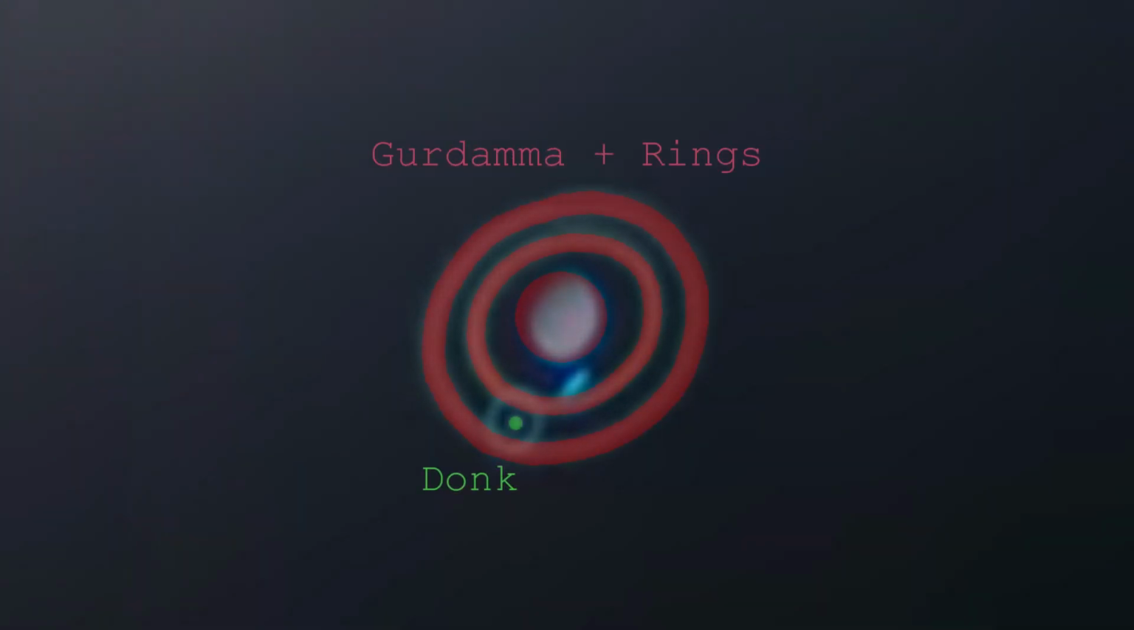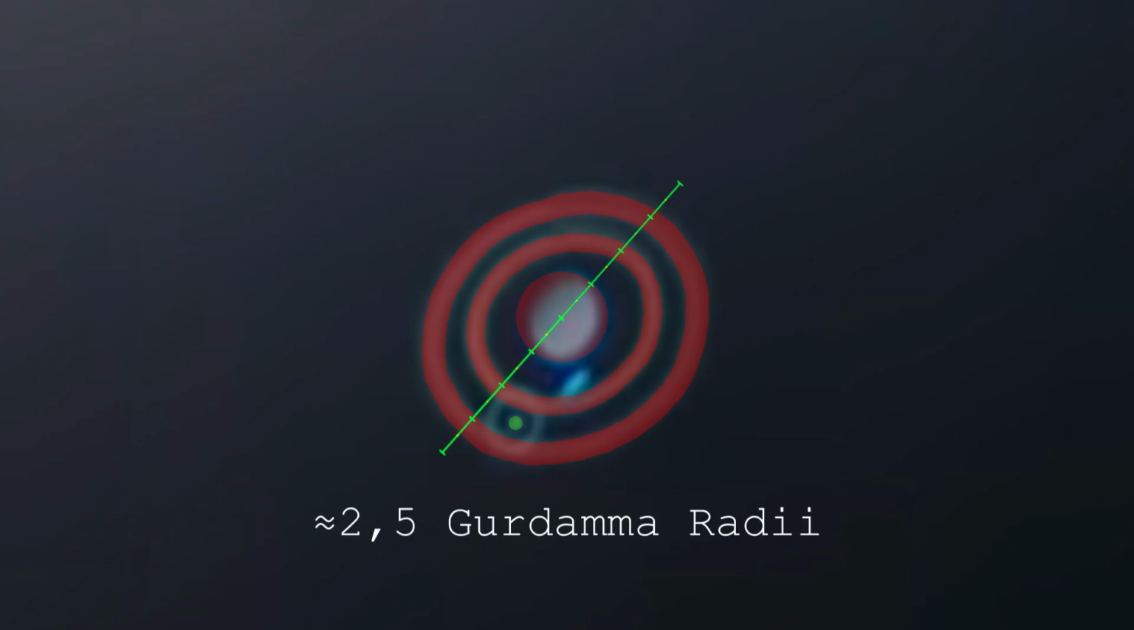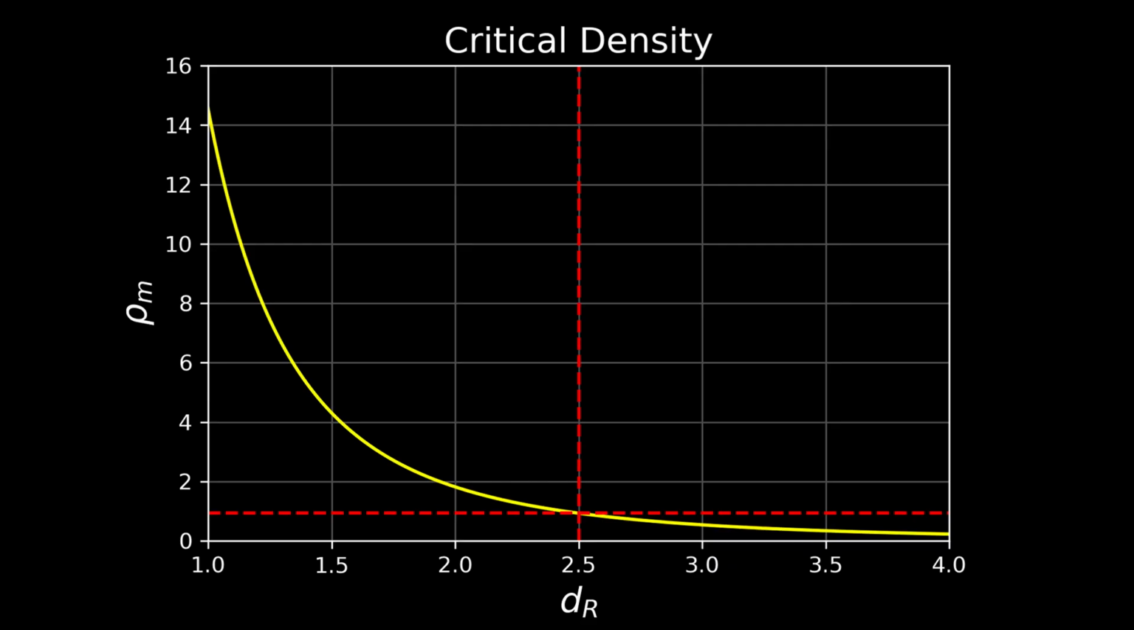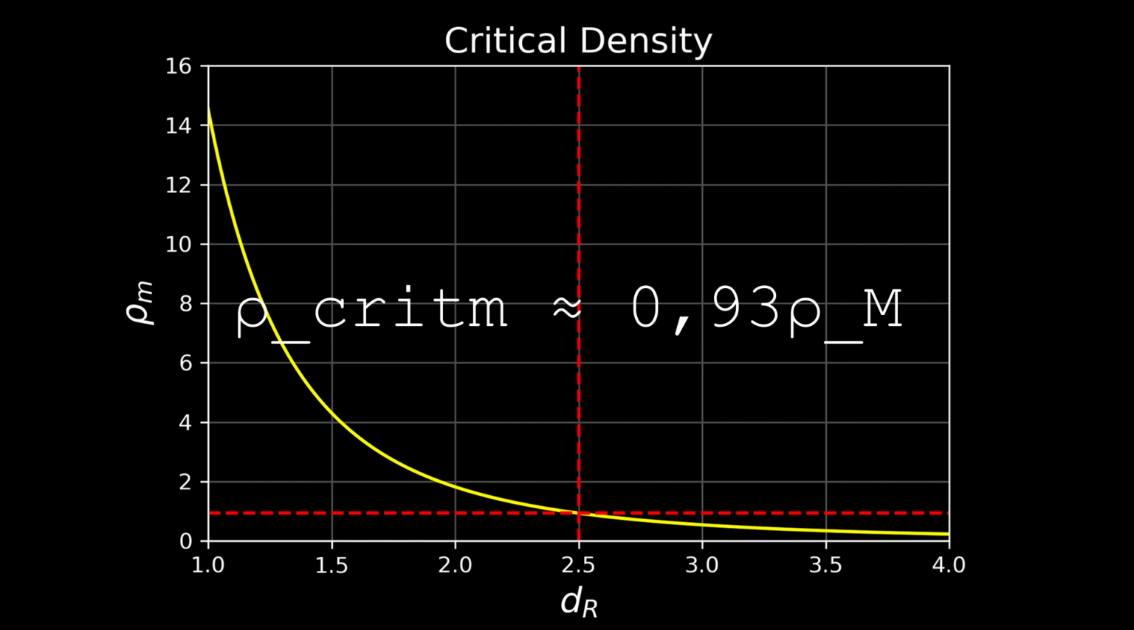We can measure the distance of Donk to the center of Gurdamma in terms of the radius of the planet. If you draw that right here, we will find that Donk is at a distance of about 2.5 Gurdamma radii. When we look at the plot, we see that this means that Donk must have a density greater than 0.93 times the density of Gurdamma.